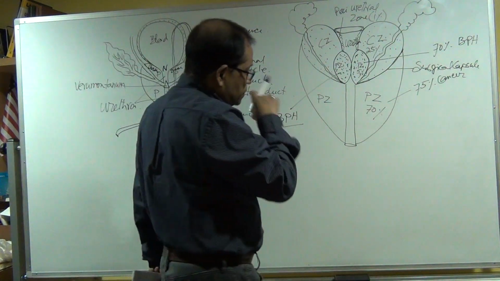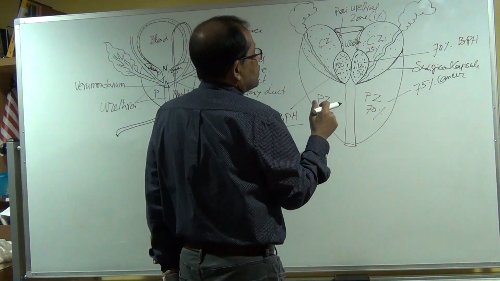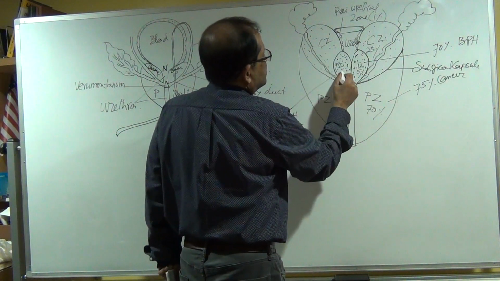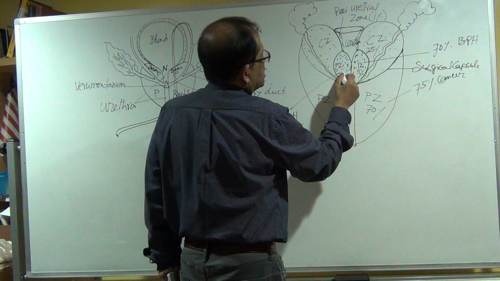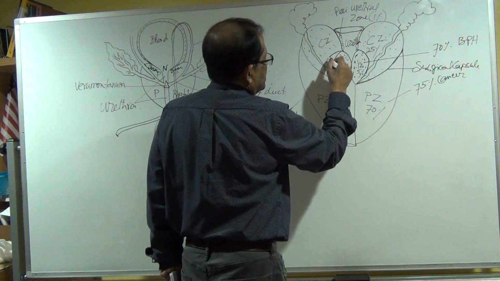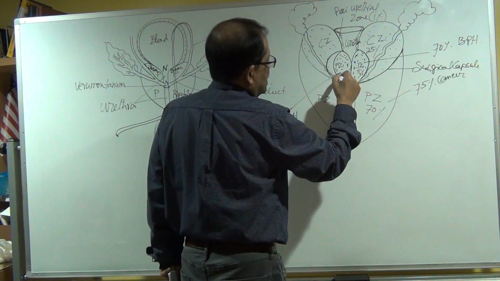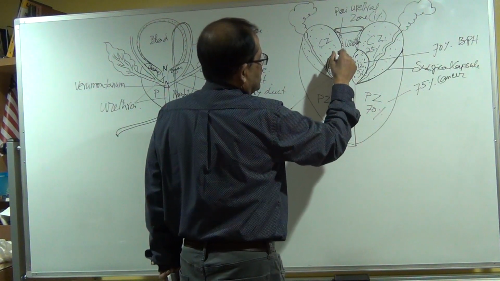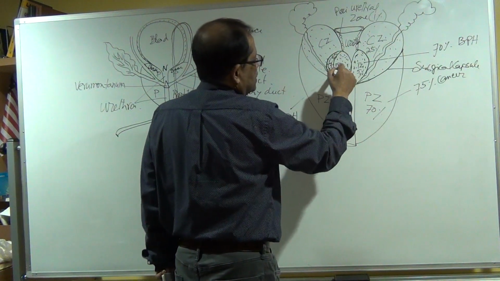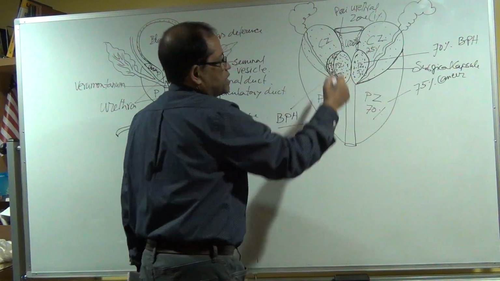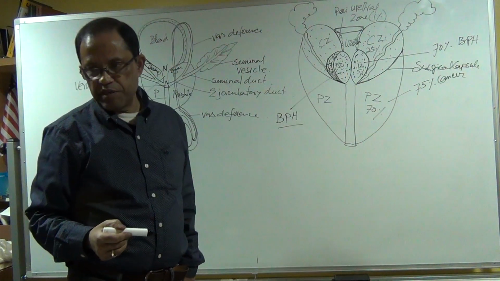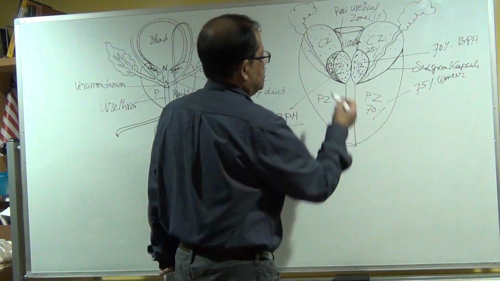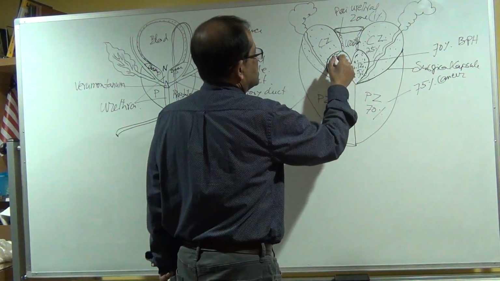So now understand, if this BPH is too big and it compresses the ejaculatory duct, then what's going to happen? This patient may complain of pain during ejaculation. Okay? They don't feel comfortable.